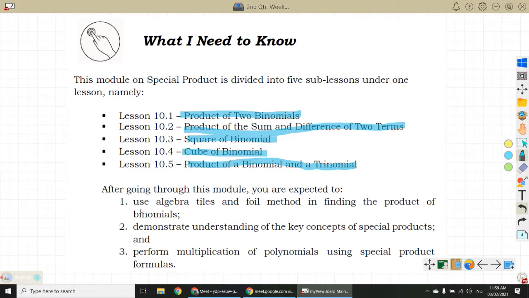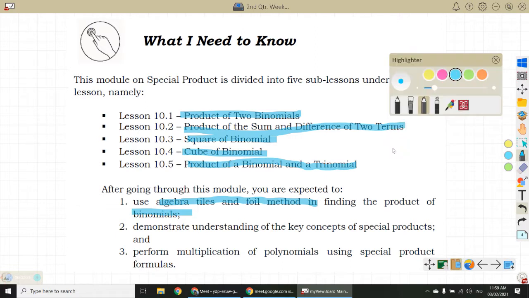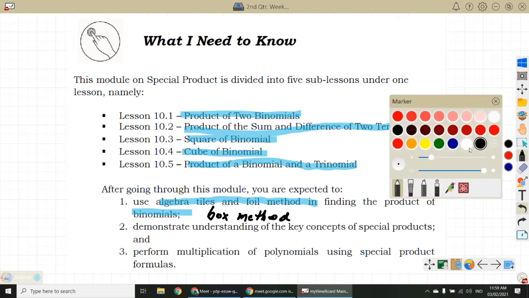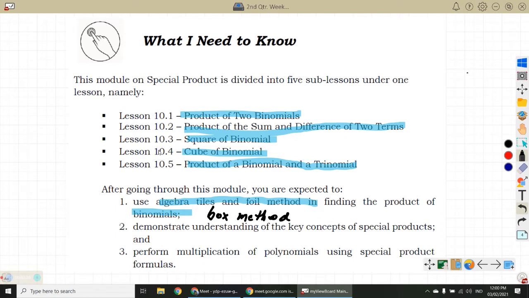Also, we're going to use algebra tiles and FOIL method in finding the product of binomials. Actually, I added something there. Nag-add pa ako ng isa dyan, yung tinatawag na box method. So, last time, we have discussed yung ating multiplying polynomials. Multiplying polynomials is already done last week. So, we have the vertical and the horizontal method.